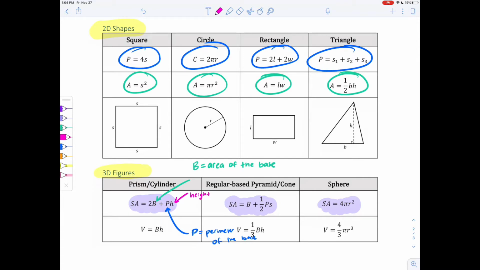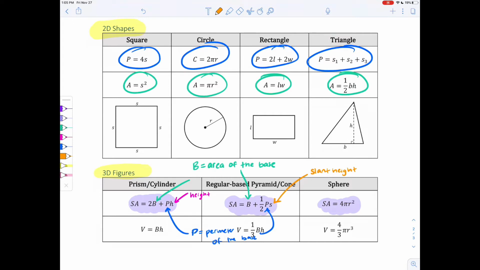When we are talking about regular-based pyramids or cones, particularly square-based pyramids and cones, we are going to be looking at this formula here. And we still have that B, that capital B. That capital B still represents the area of the base. And that capital P still represents the perimeter of the base. And now we have introduced a new variable. This S represents the slant height.